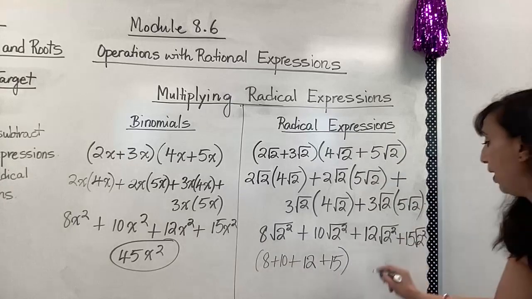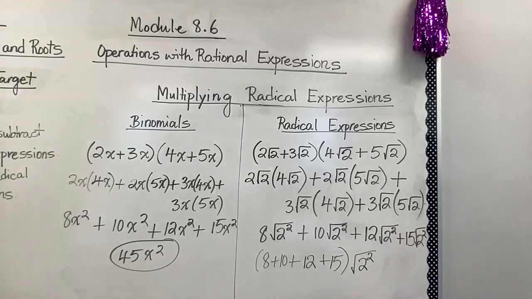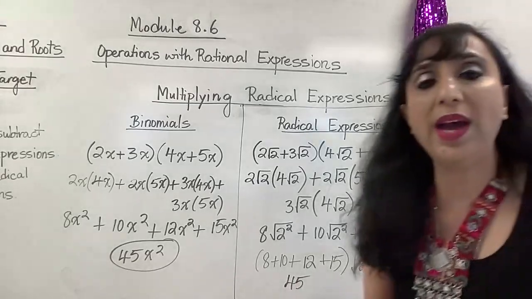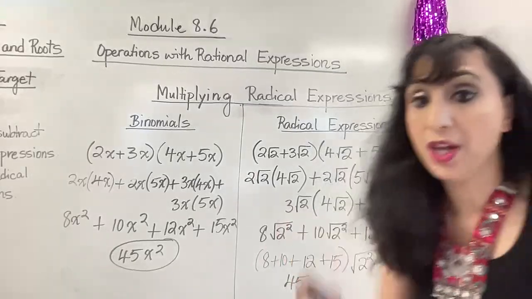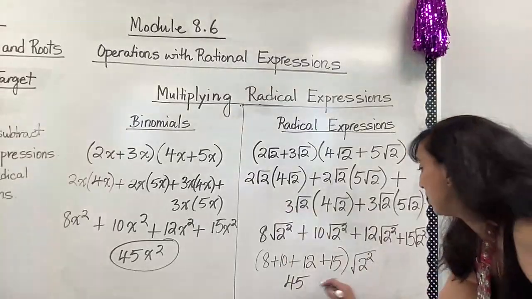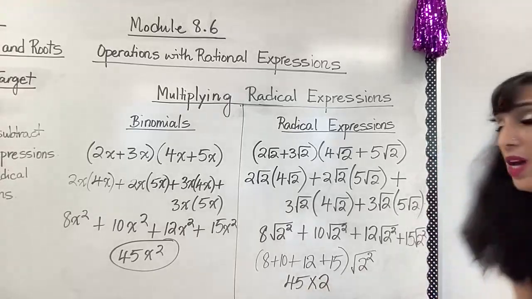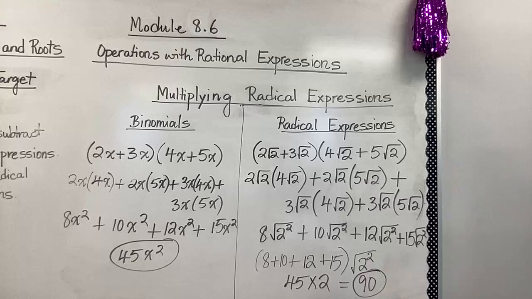Okay, and then what do I have in here? Square root of 2 squared, right? And so when I'm adding everything up, I get 45. And what is 2 squared? 2 squared is 4. So what is the square root of 4? Is 2. So because this is 4, square root of 4 is 2. I get 45 times 2, and I get my answer as 90. So look how simple that is. And please remember that when multiplying radical expressions, you multiply the radicands.